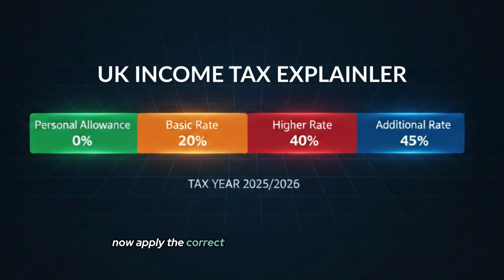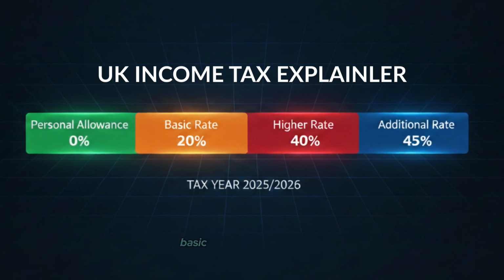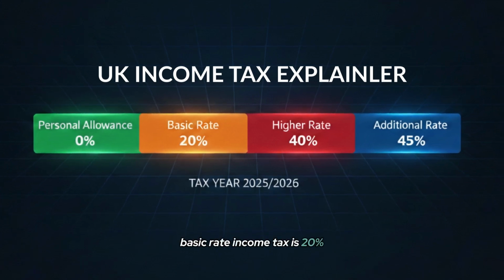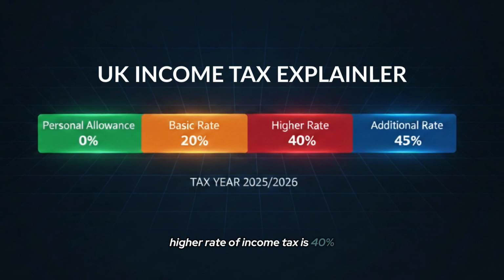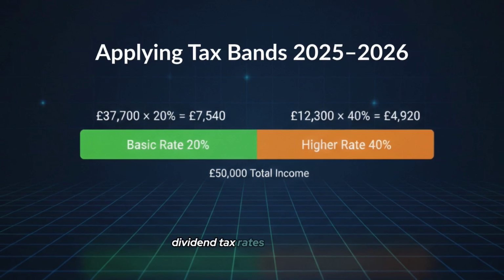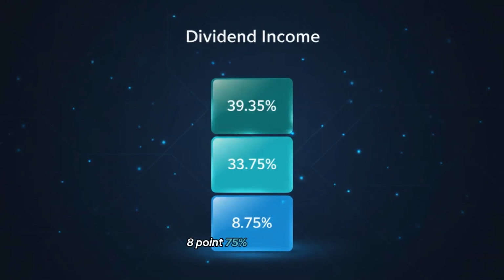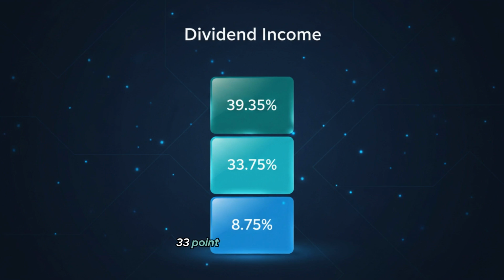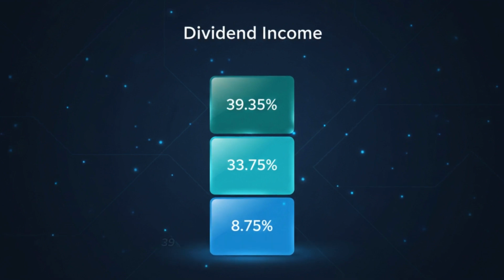Now apply the correct tax rates to your taxable income. Basic rate income tax is 20%. Higher rate of income tax is 40%. Additional rate income tax is 45%. Dividend tax rates are different. 8.75% for basic rate, 33.75% for a higher rate, 39.35% for the additional rate.